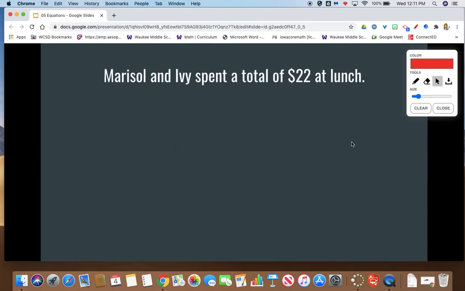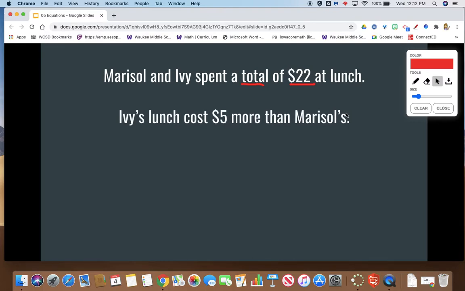So we're going to break this down piece by piece to help us set up what this would look like as an equation. Our goal is to write the equation and then solve it. We have Marisol and Ivy who spent a total of $22 at lunch. That's an important piece. Our total is $22. Ivy's lunch costs $5 more than Marisol's.